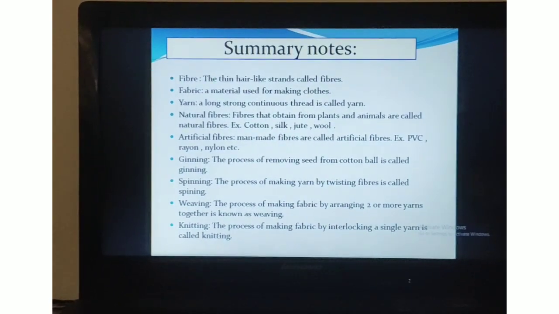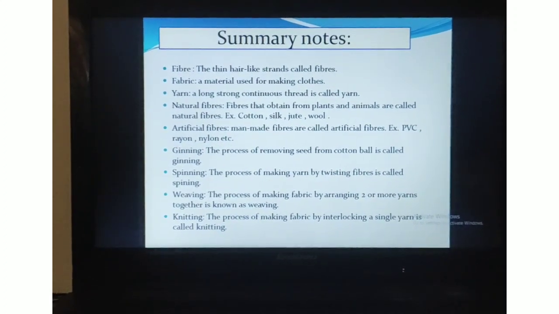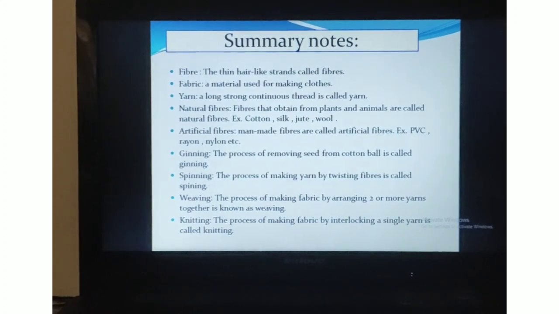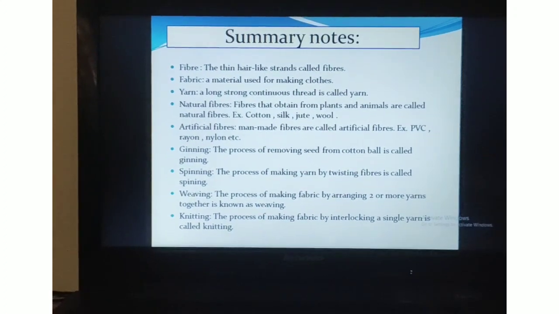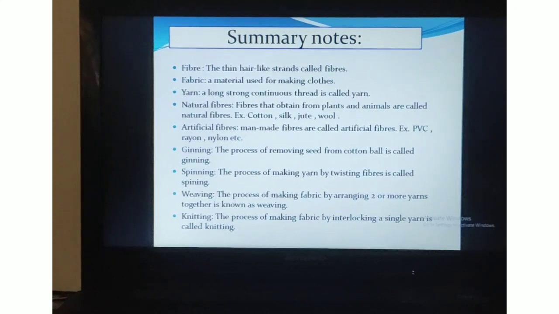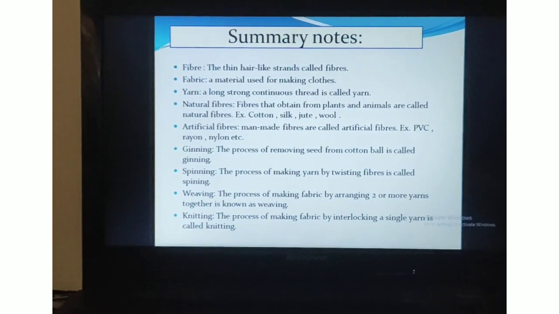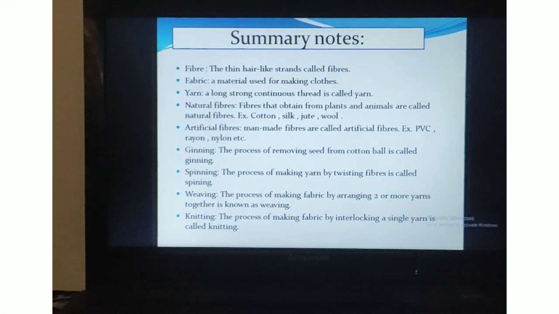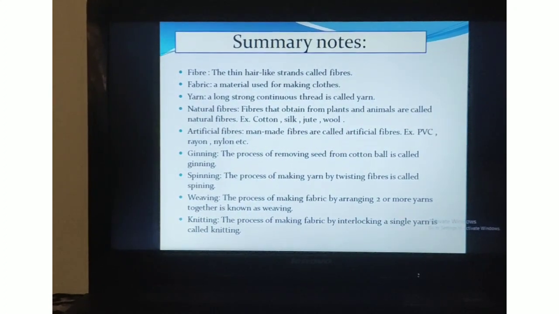We started the chapter by understanding the title, that was fiber to fabric. So fiber means what? The thin hair-like strands are called fiber. And what do you mean by the term fabric? Fabric means a material which is used for making clothes. If you want a fabric from the fiber, you have to go through fiber to yarn to fabric. So what is yarn? Yarn means a long, strong, continuous thread, which is formed by twisting 2 to 3 fibers together.